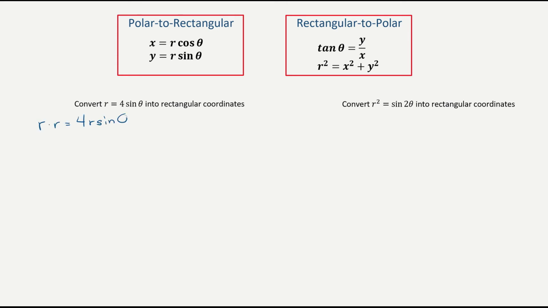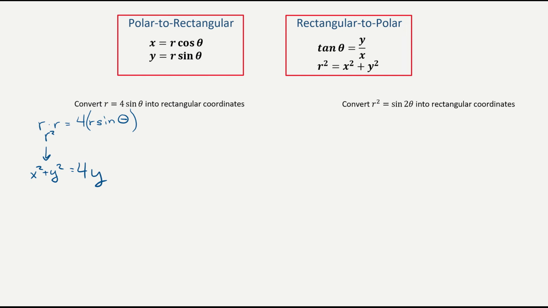So that's a step you sort of have to think of yourself. So good thing we can introduce it here right now, because now I have r squared. What does r squared equal? It equals x squared plus y squared. And there you go. And then I have 4r sine theta. You know what r sine theta is. That's just y. So I have this equation x squared plus y squared equals 4y.